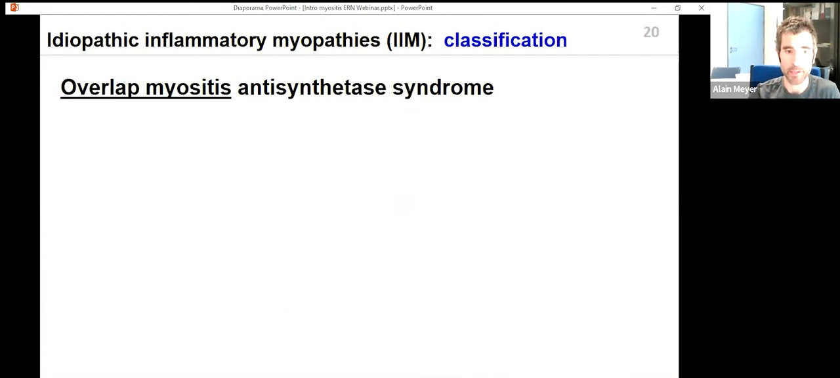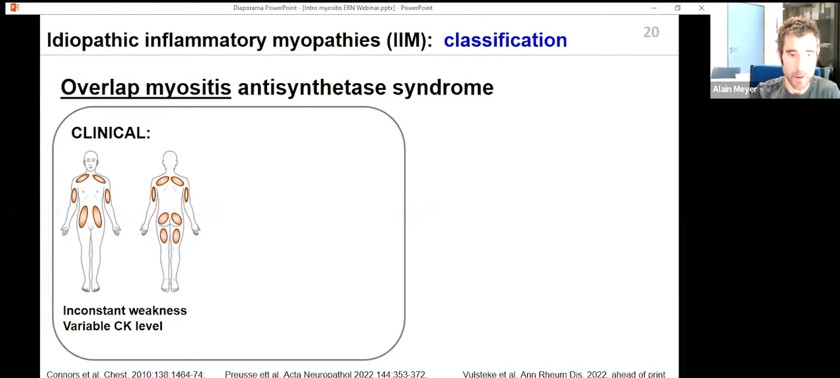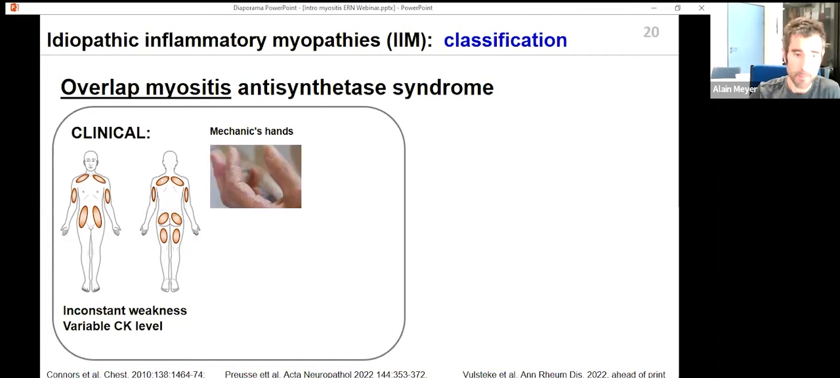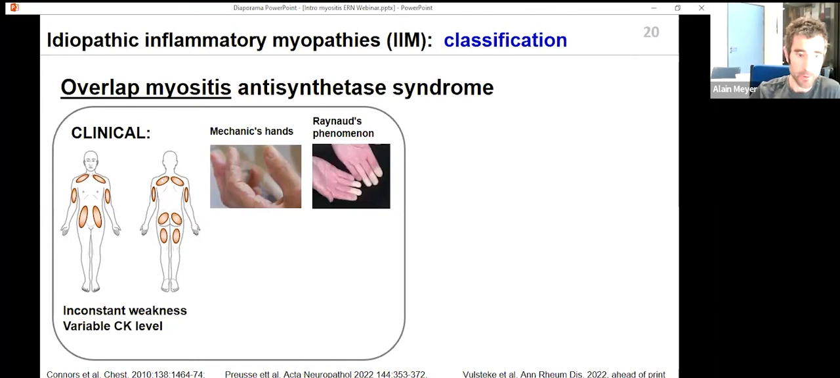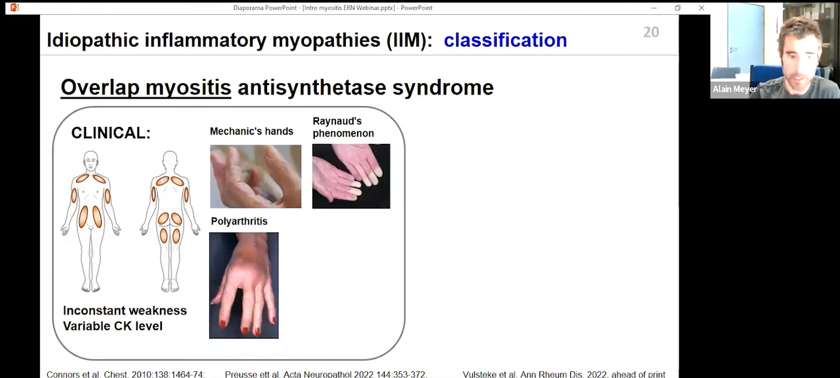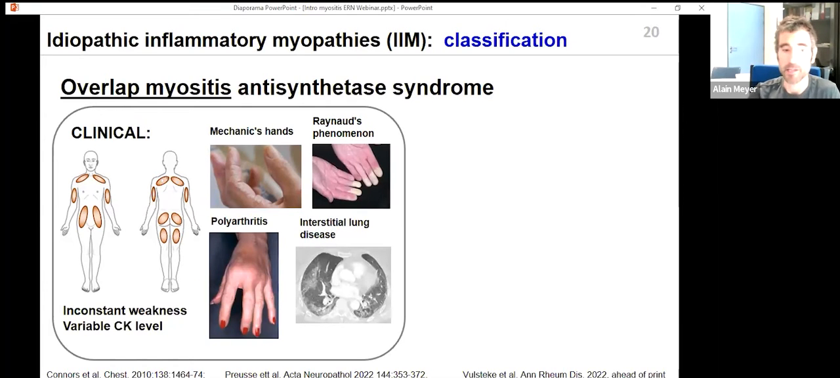Fourth portrait, antisynthetase syndrome. In this subgroup, the myopathy prevails in the proximal muscles of the upper and lower limbs, yet the strength can be normal, and the CK level is highly variable from one patient to another. This subgroup is characterized by rich extramuscular involvements that include mechanic's hands, Raynaud's phenomenon, polyarthritis, and interstitial lung disease.